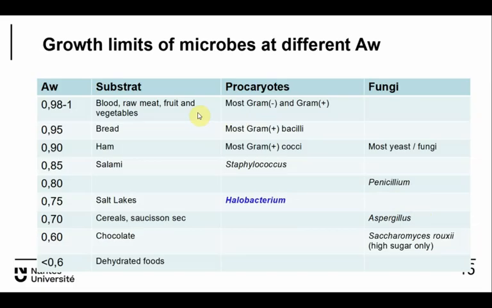Things that are conserved by drying them out, getting rid of most of the water, fewer and fewer bacteria can grow on them. Something like a salami, Staphylococcus can still grow, but most bacteria can't grow on sausage like this. And then when you get down to cereals, I don't mean cornflakes, I mean wheat, oats, barley, the grains. Most of the water is gone before harvest time.